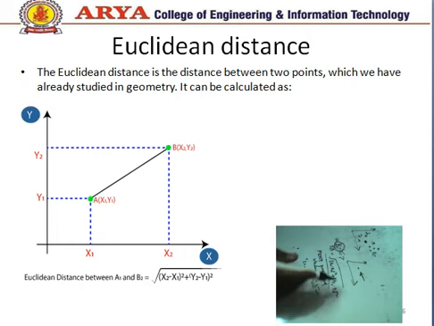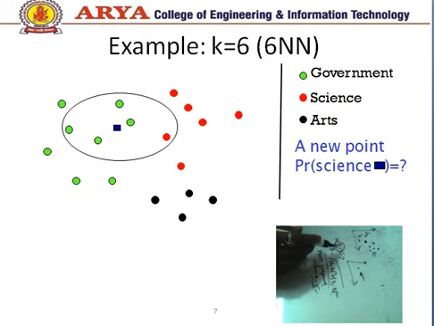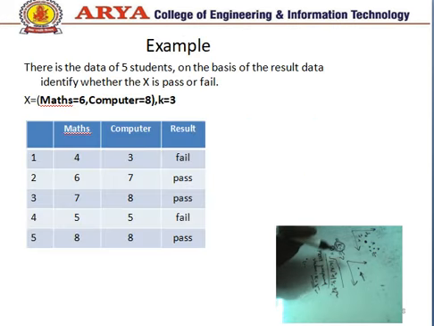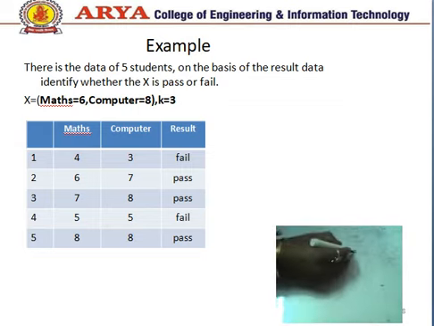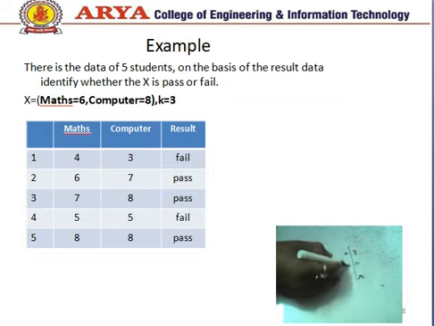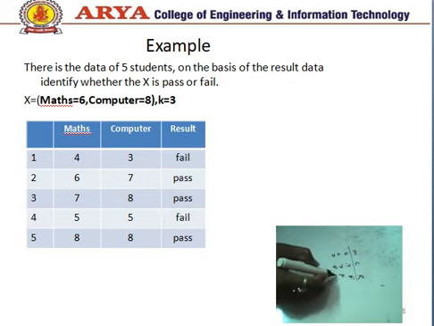So here we calculate Euclidean distance. Here we have an example. Now I am taking one more numeric problem. We have a data set for 5 students in which we have the marks for maths, marks for computer and the result. According to this data set, the first student achieves 4, 3 and fails. The second, 6, 7 and pass. The third student, 7, 8 marks and pass. The fourth student is 5, 5 and fail, and the fifth student is 8, 8 marks and pass.